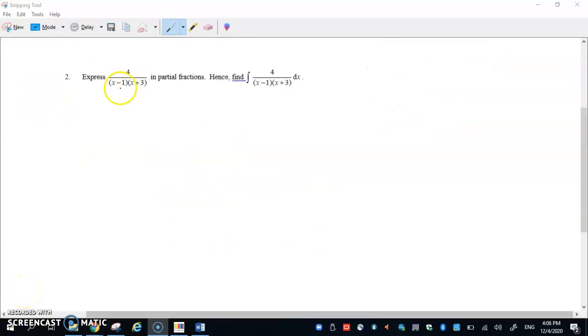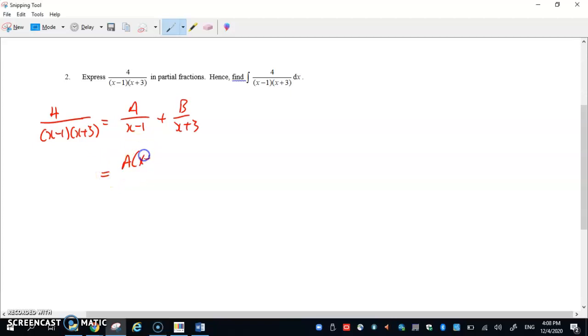So for page 14, if you look at this question here, the first part requires you to express it as partial fractions. The reason being that you won't be able to integrate this immediately. So to convert this to partial fractions, we have 4 over (x minus 1)(x plus 3) equals a over x minus 1 plus b over x plus 3. And we have equals a(x plus 3) plus b(x minus 1) over (x minus 1)(x plus 3).